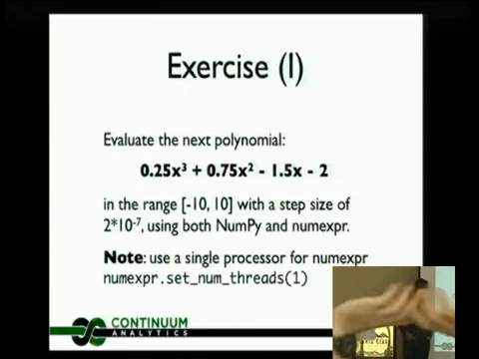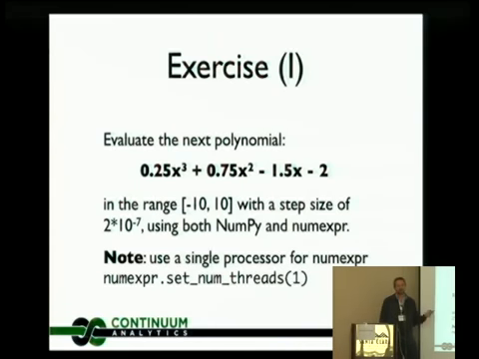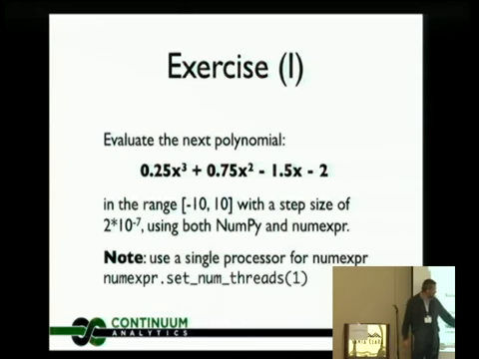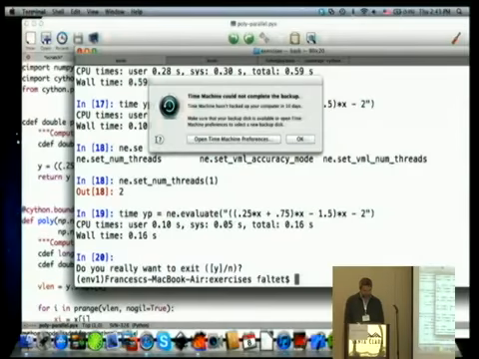As I already mentioned, NumExpr has support for multi-threading, and it is active by default. So in order to compare apples with apples and pears with pears, we may want to deactivate the multi-threading capability of NumExpr, in order to do better comparisons. The way to do that is to set the number of threads in NumExpr equal to 1. That way, it will only use one thread.